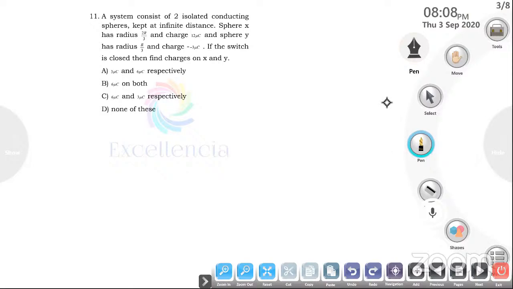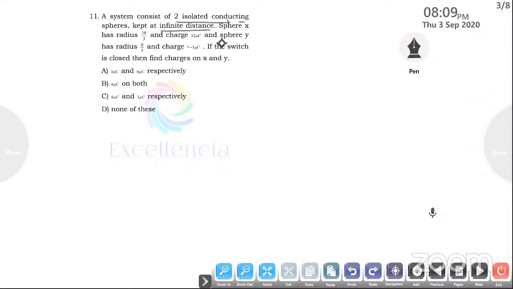A system consists of two isolated conducting spheres kept at infinite distance. Two isolated conducting spheres, they are kept at infinite distance. Sphere X has radius 2r/3 and charge is 12 microcoulomb. And sphere Y has radius r/3 and it has charge -3 microcoulomb. If the switch is closed, then find the charges on X and Y finally.